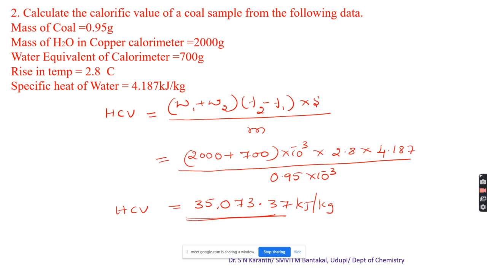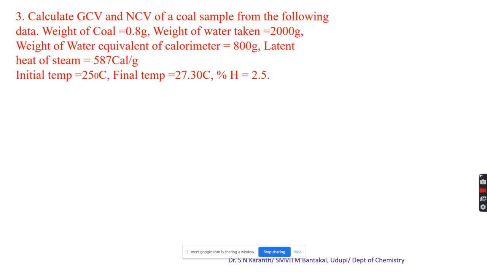So the next one I'll take. Calculate the GCV and NCV of a coal sample from the following data. Weight of coal is 0.8 gram, weight of water taken is 2000, water equivalent is 800, latent heat of steam is 587 calorie per gram, initial temperature 25 degrees Celsius, final temperature is 27.3 degrees Celsius. Percentage of hydrogen is 2.5.